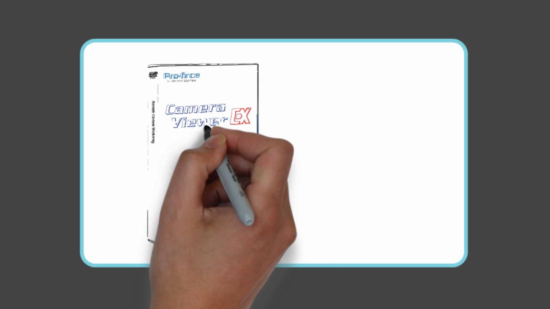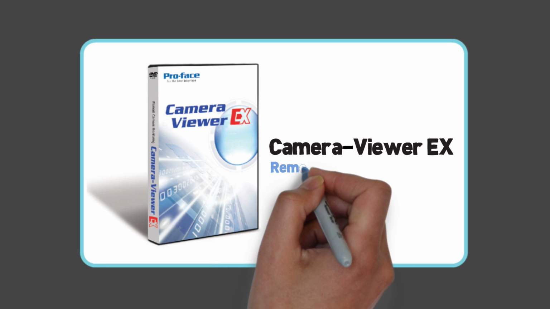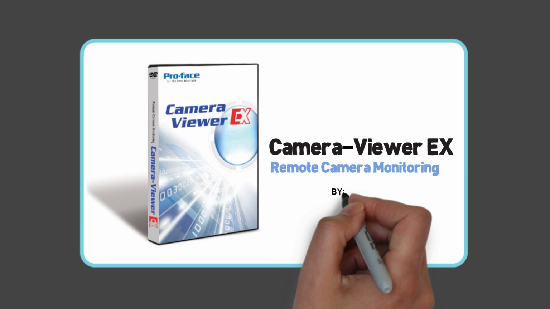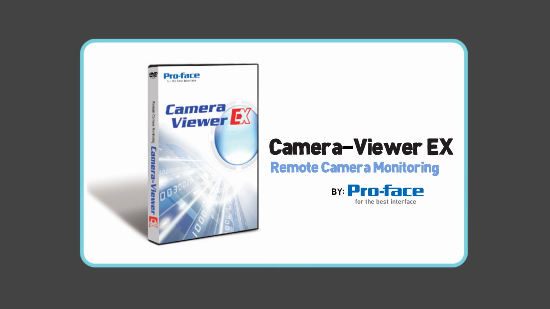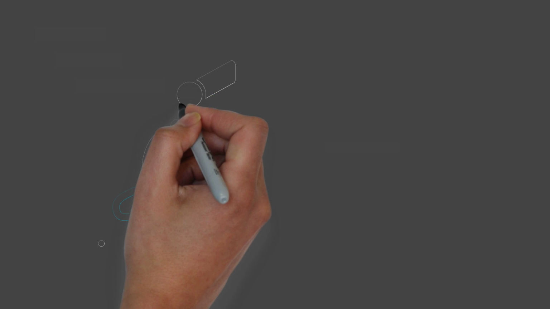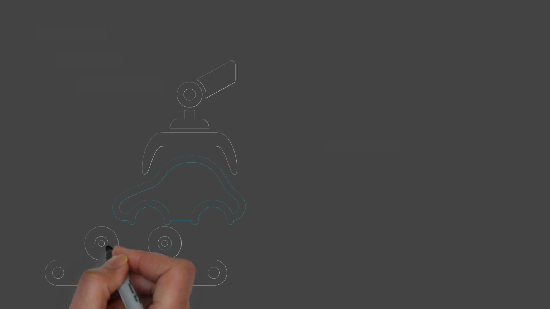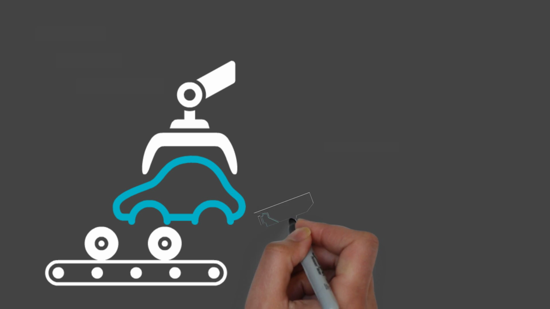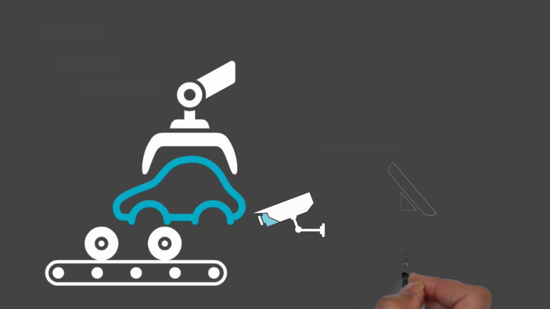Camera Viewer EX is a valuable software program that allows you to view streaming live video from a remote HMI on a PC. With Camera Viewer EX, you can instantly watch disturbances and provide diagnostic servicing of equipment from a remote location, saving yourself travel time and costly machine shutdown time.